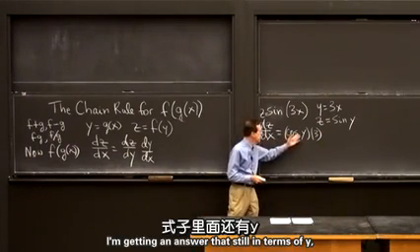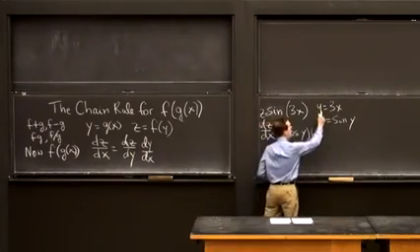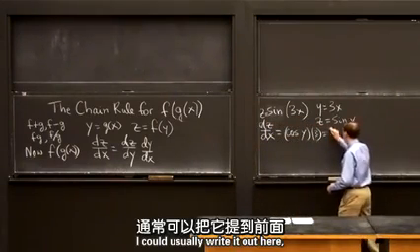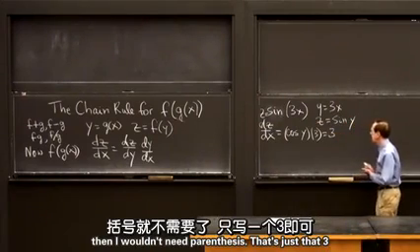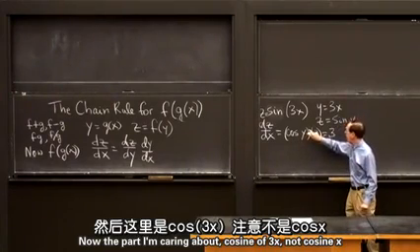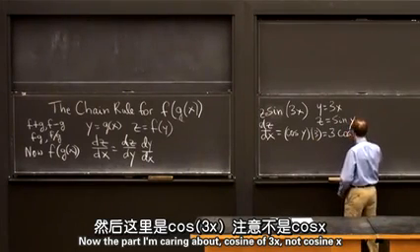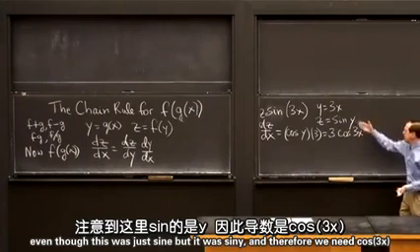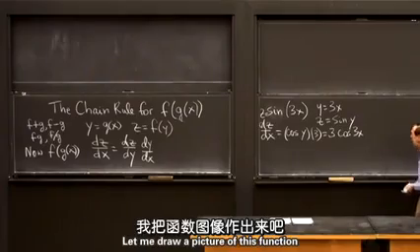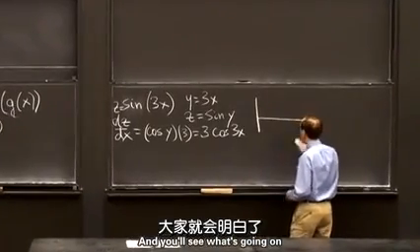Good, but not finished. Because I'm getting an answer that's still in terms of y, and I have to get back to x. And no problem to do it. I know the link from y to x. So here's the 3. I could usually write it out here, and then I wouldn't need parentheses. That's just that 3. Now the part I'm caring about, cosine of 3x. Not cosine x. Even though this was just sine, it was sine of y, and therefore we need cosine 3x. Let me draw a picture of this function, and you'll see what's going on.